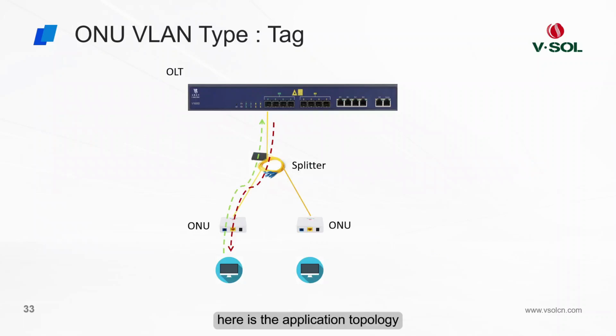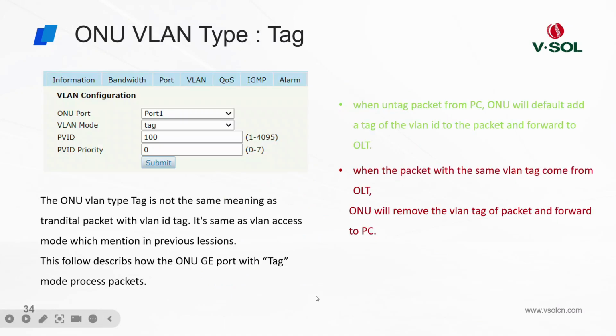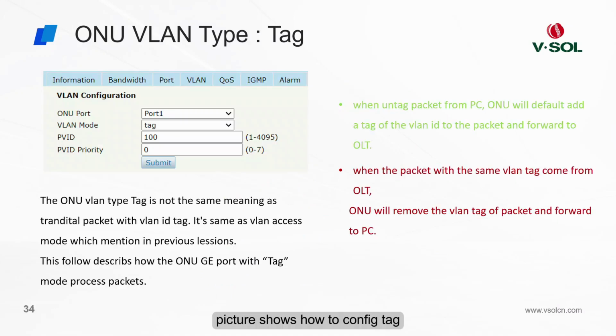Here is the application topology. Tag mode is generally used in scenarios that directly connect to computers. The picture shows how to configure tag. The ONU VLAN type tag does not have the same meaning as a traditional packet with a VLAN ID tag. It's the same as VLAN access mode, which was mentioned in previous lessons.